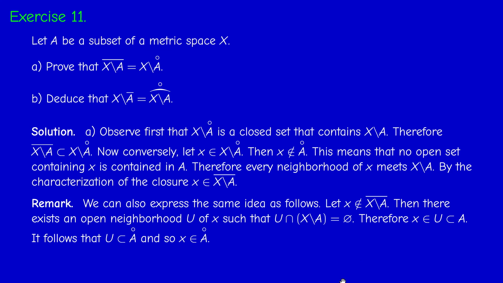Okay. Now, B can be deduced from A: just apply A, but instead of A put B. So X without B, the closure of X without B is X without B circle. And now take A to be X without B and see what happens. I will let you write this because this is just an exercise in set theory. You can repeat the reasoning here if you like, but you don't need to repeat everything because you can deduce it. Of course, we can prove first B and then deduce A, if you like.